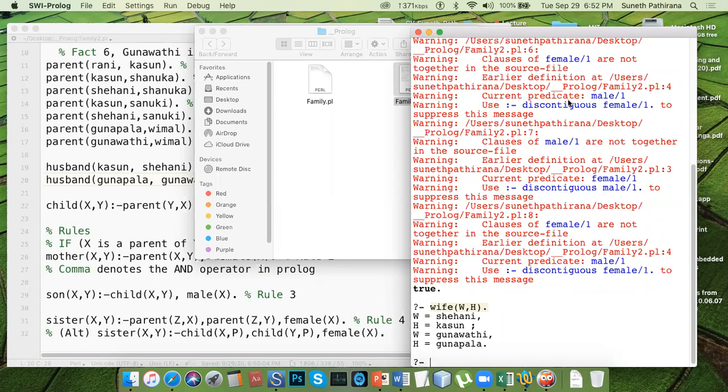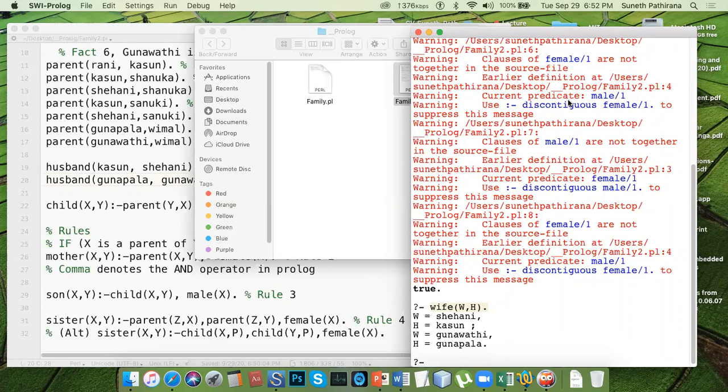to rectify such misbehavior. So now we were happy. Now exactly no repetitions, no trapping into a never-ending loop. Very precisely it lists down only the two couples, Shehani and Kasun, and Gunavati and Gunapala.